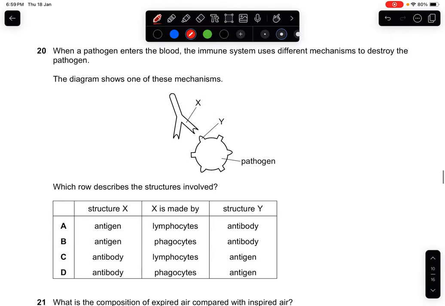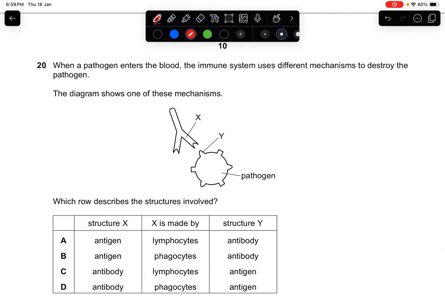Question 20. When a pathogen enters the blood, the immune system uses different mechanisms to destroy the pathogen. The diagram shows one of these mechanisms. Which row describes the structure involved? For X, X is made by... Since X is what we call an antibody, which white blood cell produces antibodies? Lymphocytes. So lymphocytes are the correct one for X. And the structure X is an antibody. So antibodies are the answer.